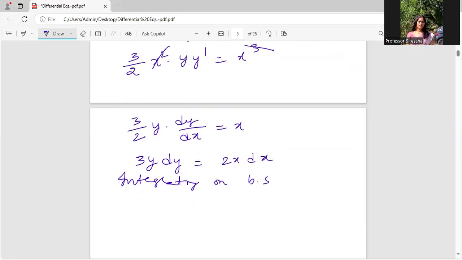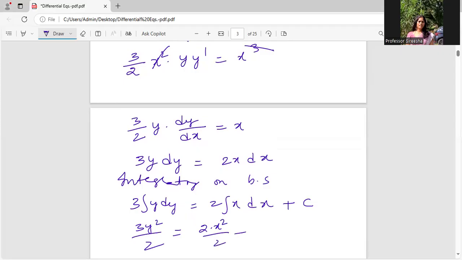What I will get is 3 integral y dy equal to 2 integral x dx, which is nothing but 3y squared by 2. Of course, I have integrated one time and this is an indefinite integral, so I should be inserting an arbitrary integrating constant. 2 into x squared by 2 plus c. Of course, here I can cancel out.